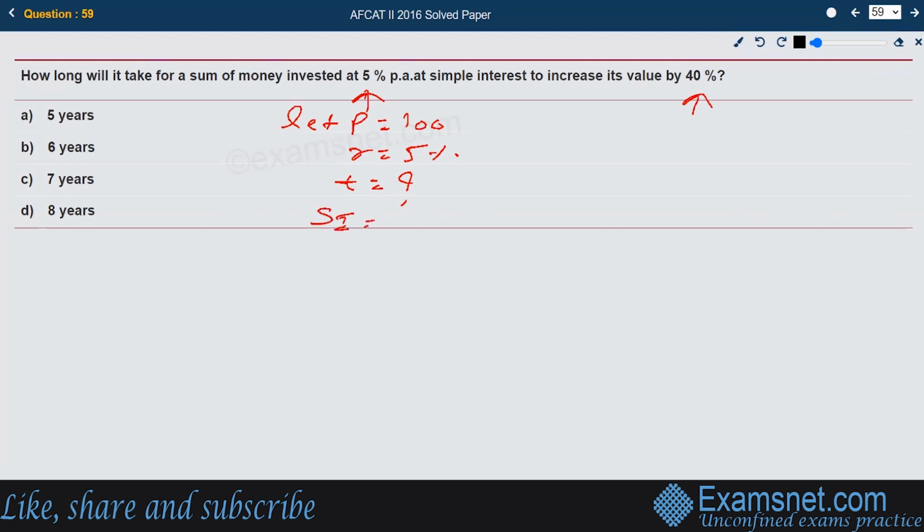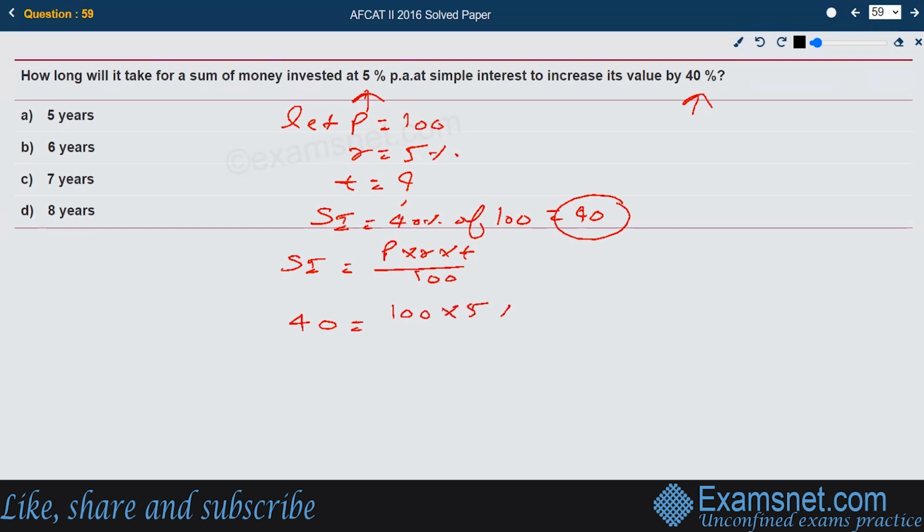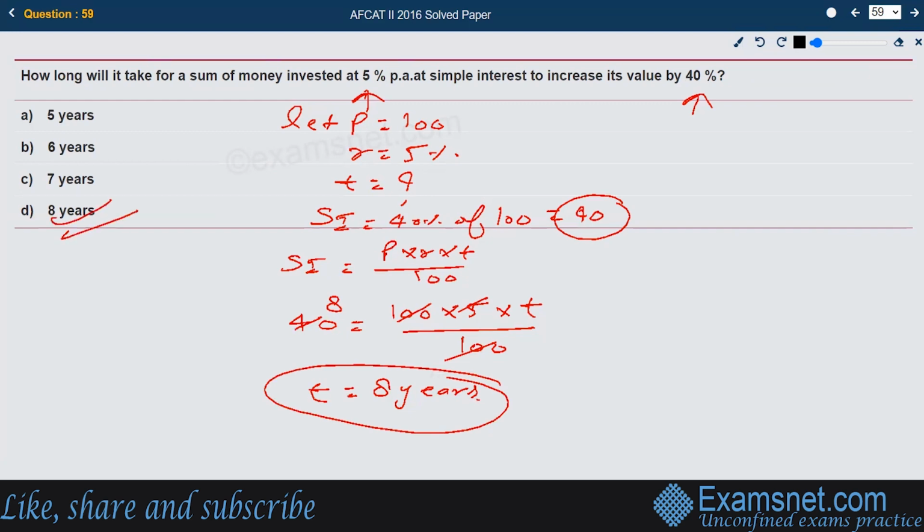So simple interest is nothing but 40% of 100, that is 40. Let us put this into the formula: simple interest equals P into R into T upon 100. So 40 equals 100 into 5 into T, divided by 100. If we solve this, 5 cuts 40 eight times, so the T value comes out to be simply 8 years, and that is the right answer, option D.